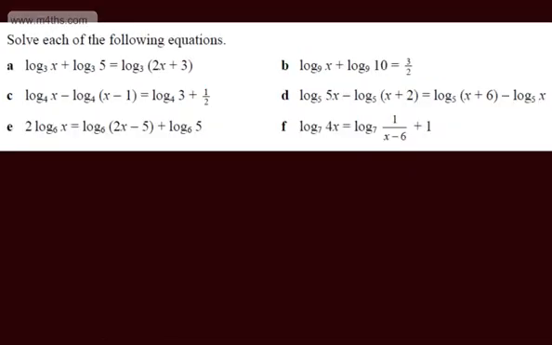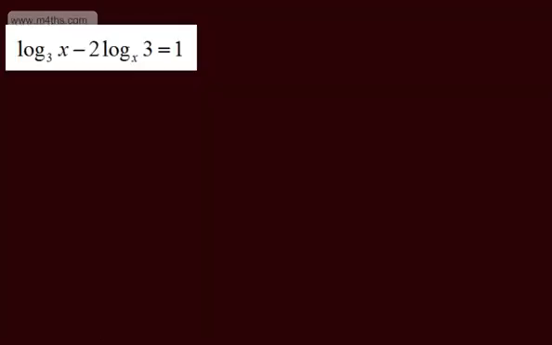Okay. What we're going to do is look at one final question. So let's just move on and look at this one right here. So this time we've got log to the base 3 of x minus 2 lots of log to the base x of 3 is equal to 1. So this time we've got now different bases. Now with this we can change the base.